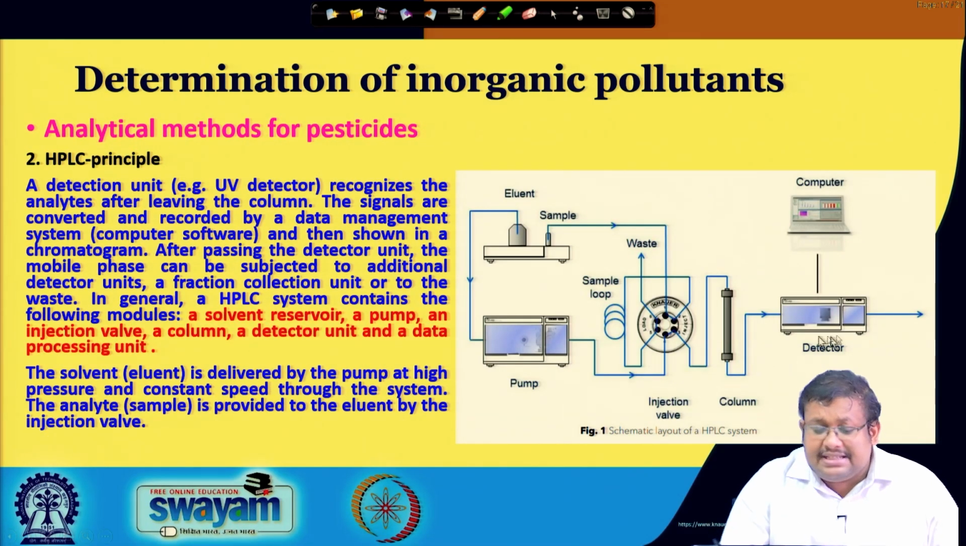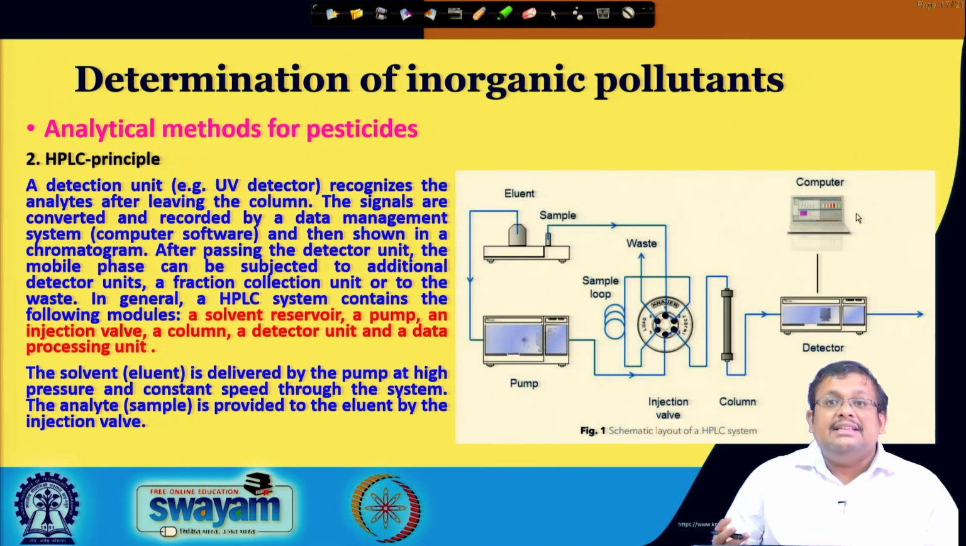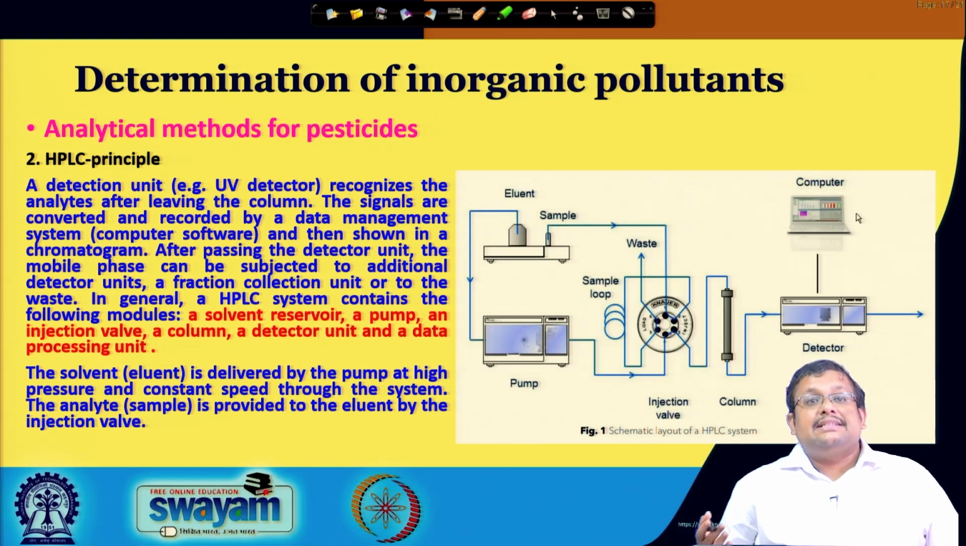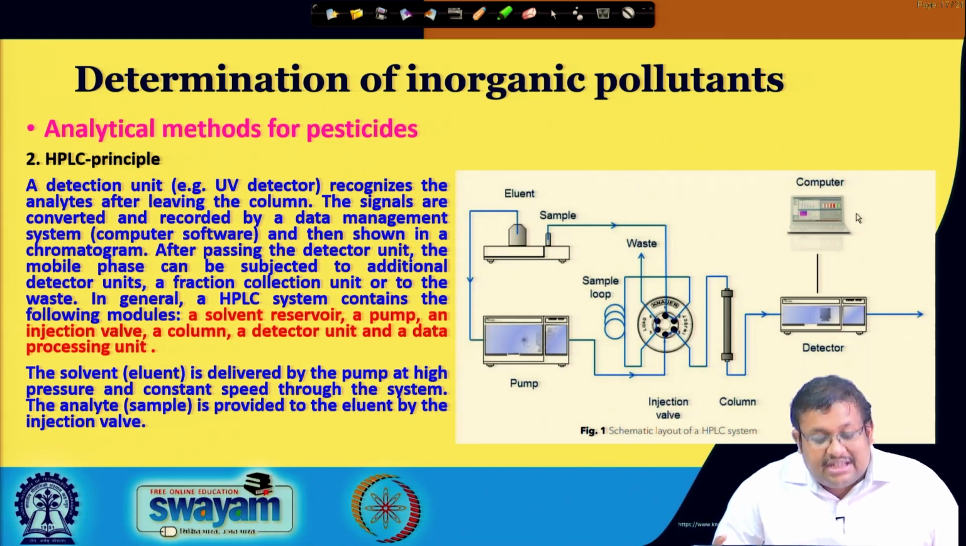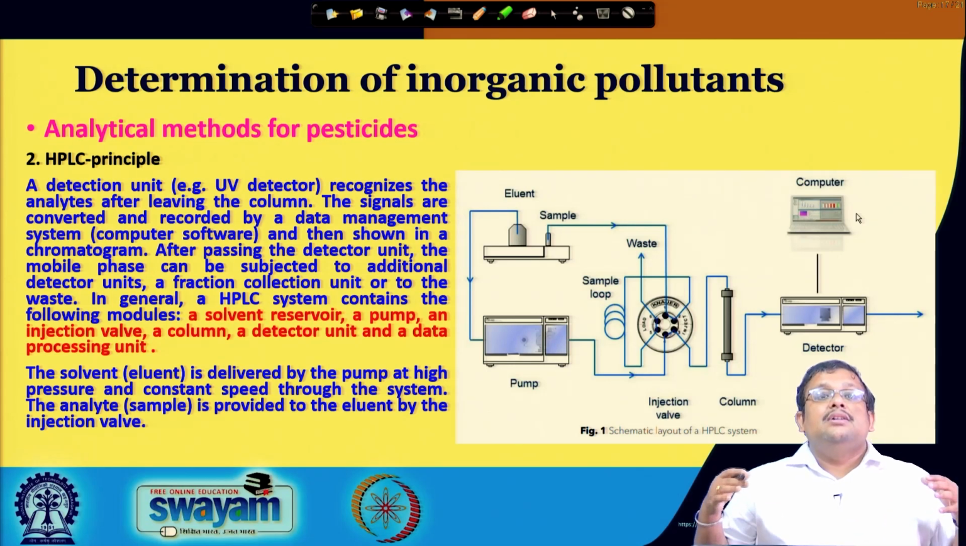A detection unit is there, a UV detector recognizes these analytes after leaving the column, and the signals are converted or recorded by a data management system and then shown in a chromatogram. Just like in case of GC we get a chromatogram, in case of HPLC we also get a chromatogram. After passing the detector unit, the mobile phase can be subjected to an additional detector unit, a fraction collection unit, or to the waste.